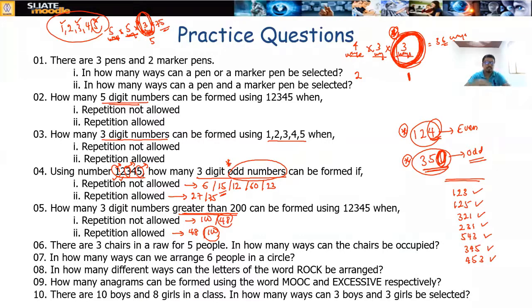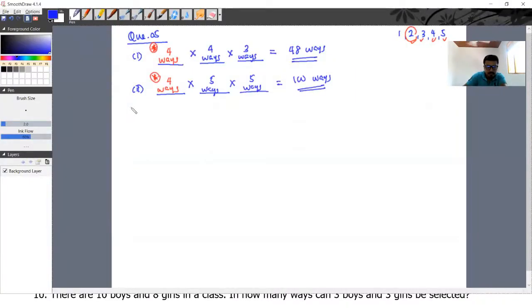Question number 6. What does it say? There are 3 chairs in a row for 5 people. In how many ways can the chairs be occupied? How many ways are there? 3 chairs in a row for 5 people. Right? Question number 6.